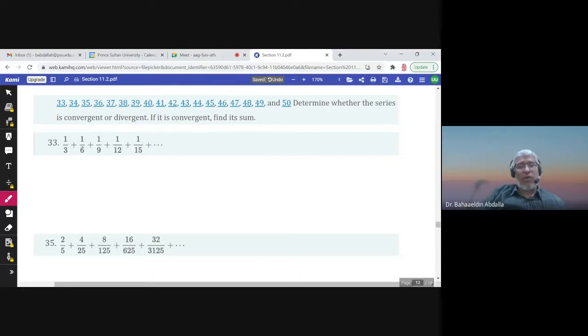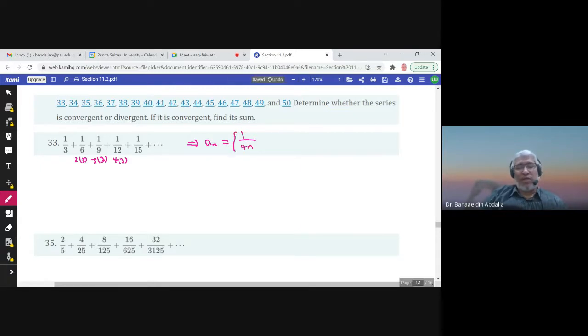Well, here, look at the second term. 6 is 2 times 3. 9 is not 2 times 6. So this is not a geometric series. But the first term is 3, the second term is 2 times 3, the third term is 3 times 3, the fourth term is 4 times 3. So it seems that an is 1 over 4 times n.